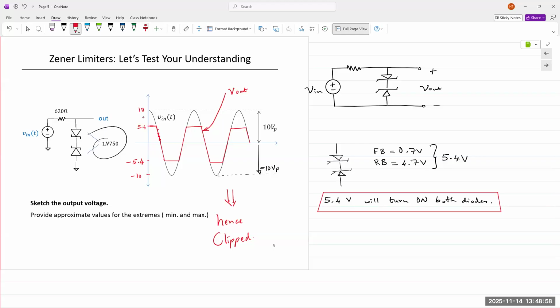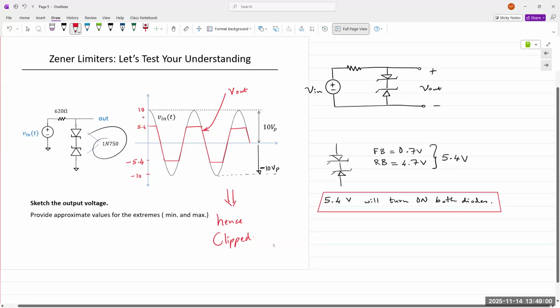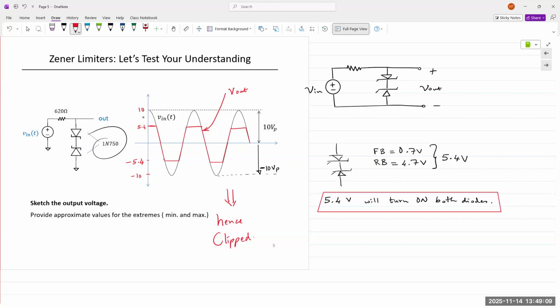But once it reaches 5.4, the diodes turn on. And when the diodes turn on, if this was an ideal diode, it would behave like a short circuit, so our V out would be 0. But these are Zener diodes connected. Well, one is forward biased at 0.7, the other one is 4.7. So the voltage is going to remain near constant. It will remain at 5.4.